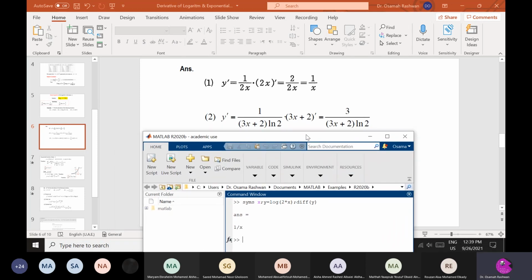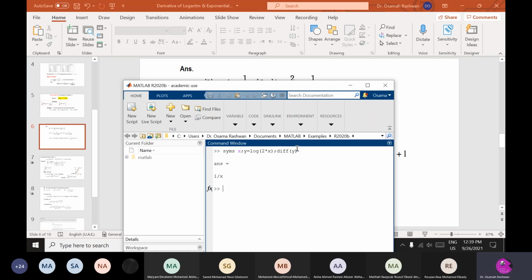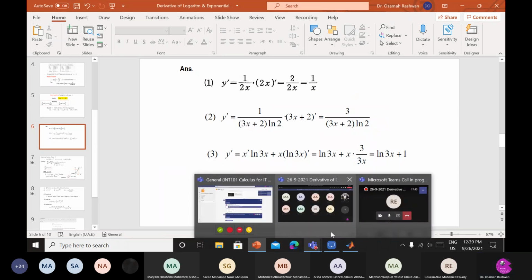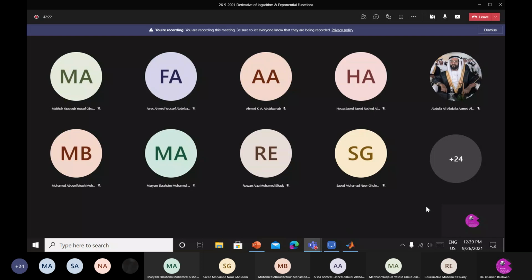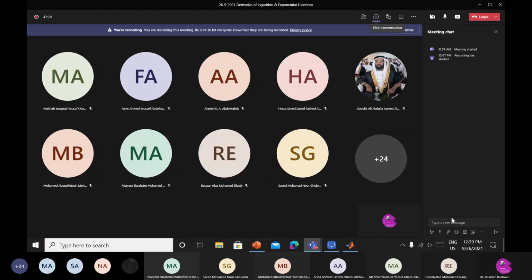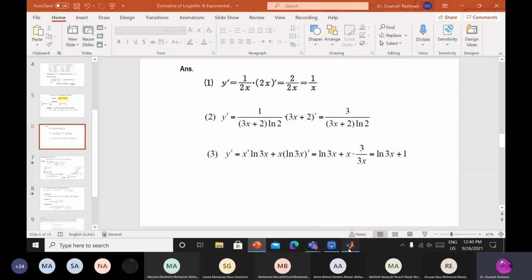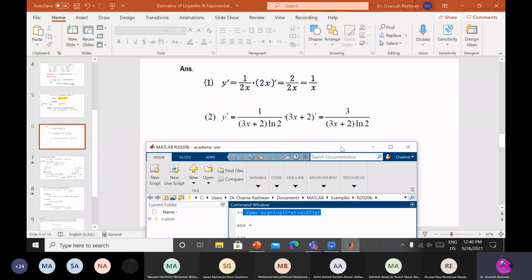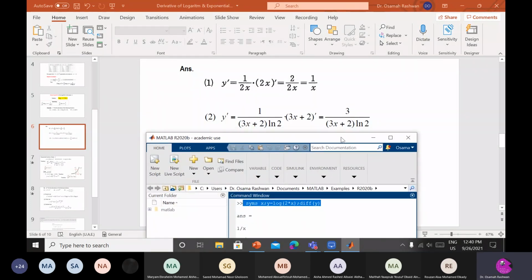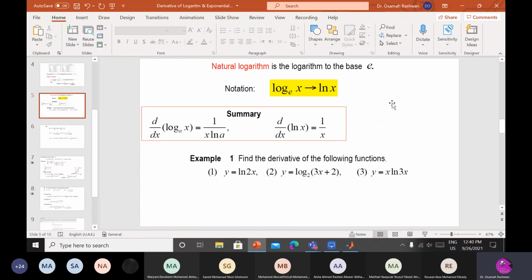Let's go and do the second one. If you don't know how to do the first one, I will put the command in the chat for you, just to imitate the first one. Okay, so I put it for you in the chat. Let's do the second one. If I would like to have the derivative of the second one, let's go for that. Yes, here's the question.